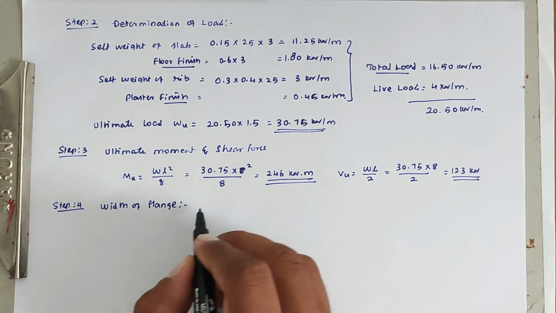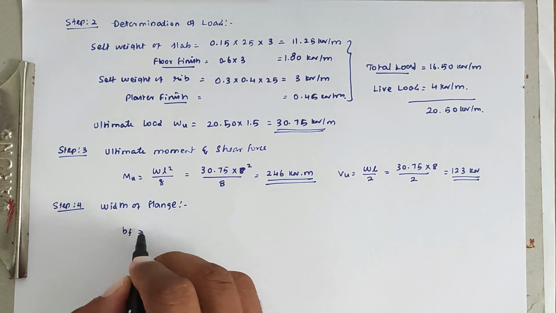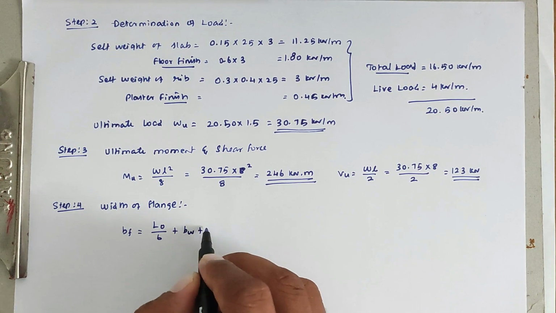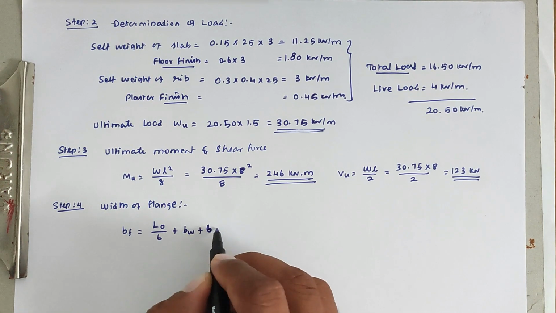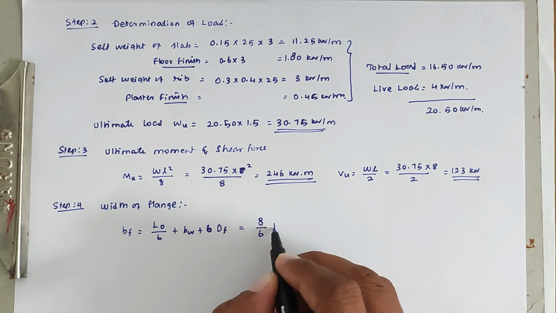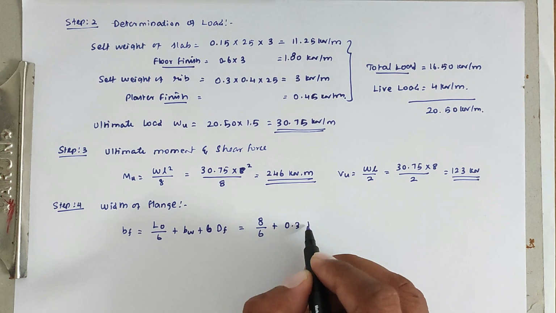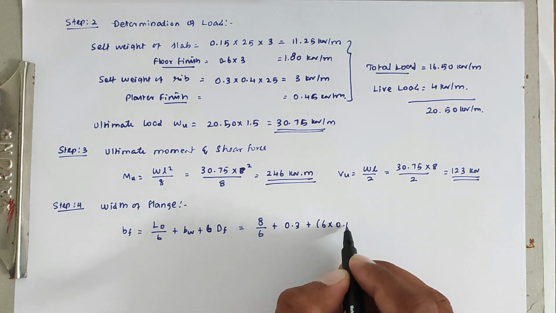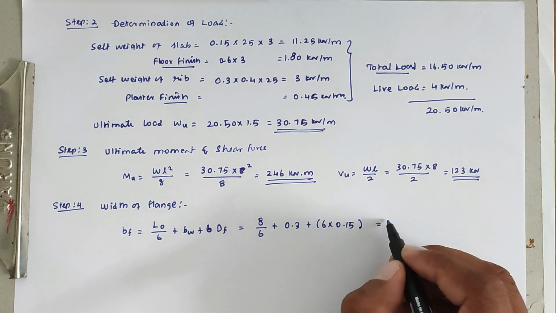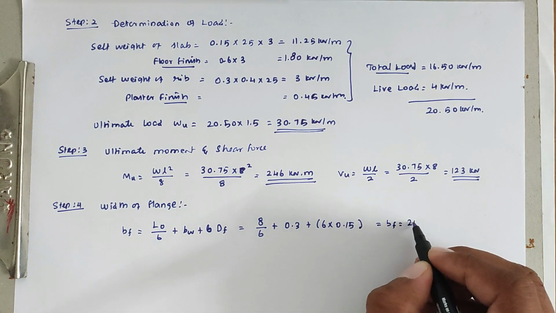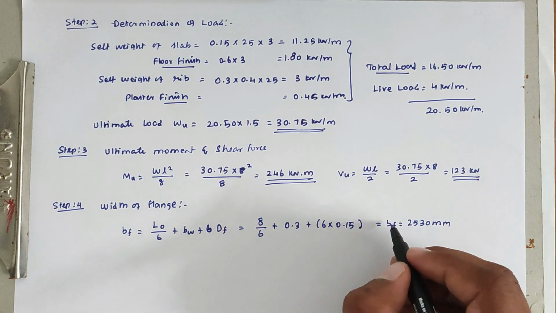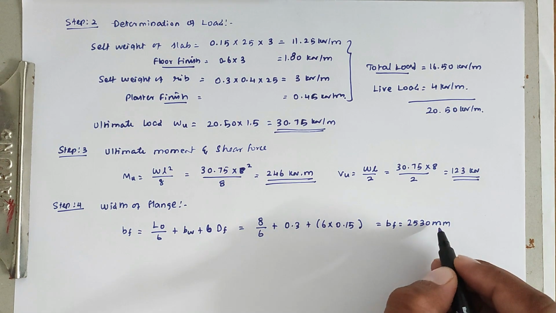So width of flange. Now we can take the formula BF equal to L0 by 6 plus BW plus 6 into DF. Substituting, 8 by 6 plus 0.3 plus 6 into DF, which is 0.15. So now we got the value of BF equal to 2530 mm.